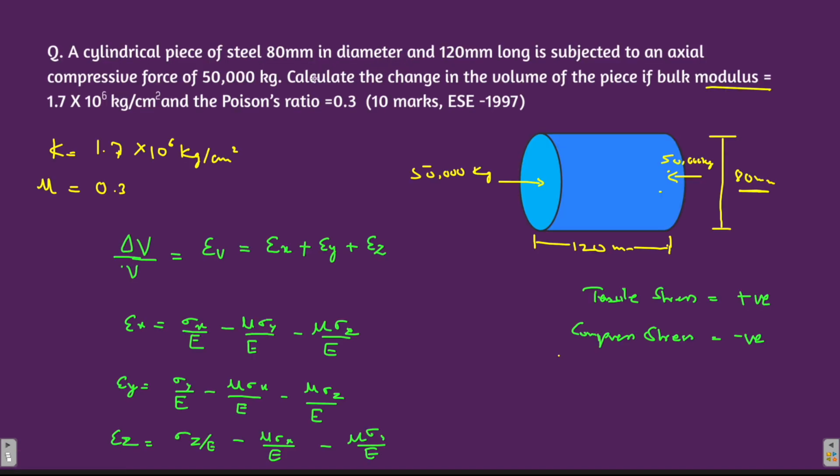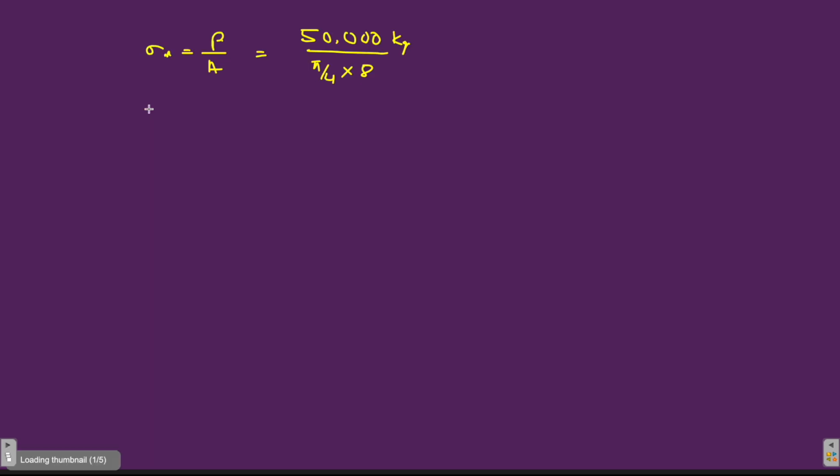Is there anything else given to you? The bulk modulus given to us is in kg per centimeter square. So we should also find the stress in kg per centimeter square and not in kg per millimeter square. So I'm converting 80 millimeter to centimeter, which is 8 centimeter. So it is pi by 4 d square, in kg per centimeter square. Let me just calculate it and write down the answer. It is coming out to be 994.71.